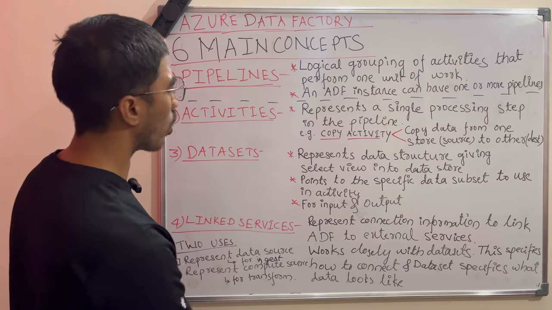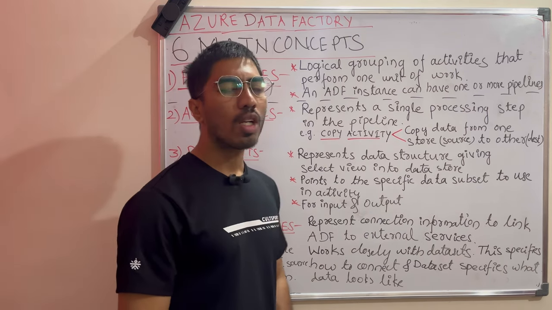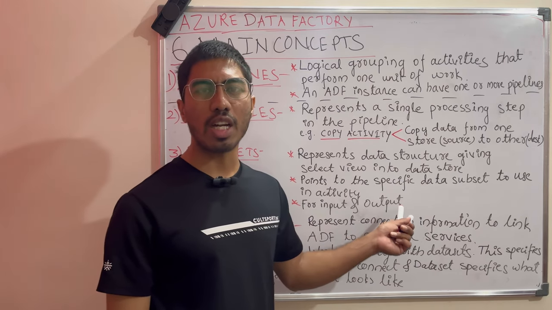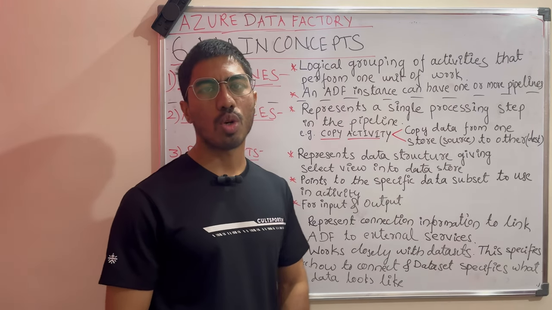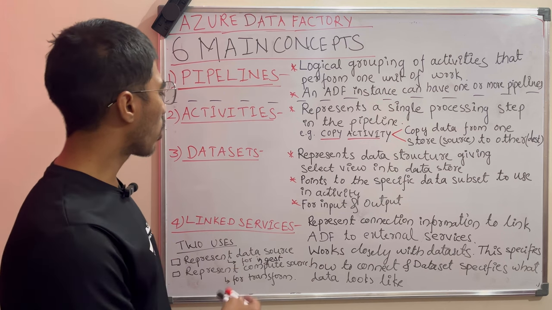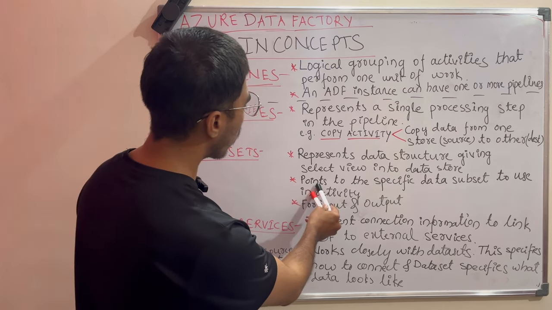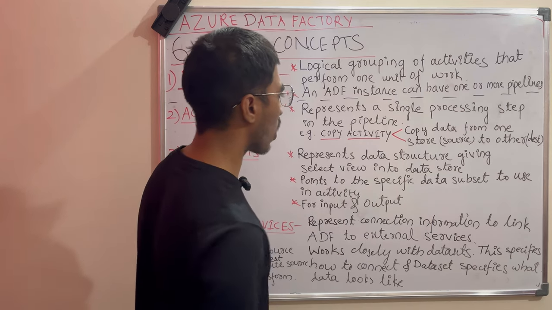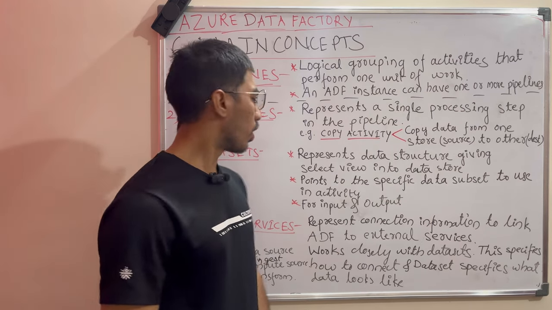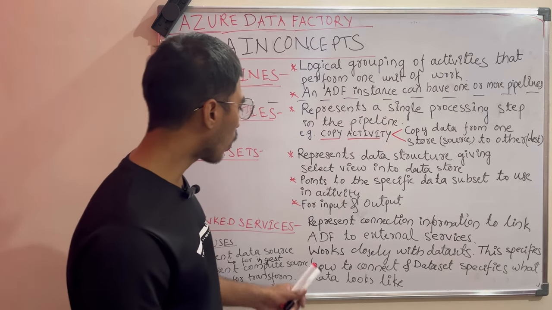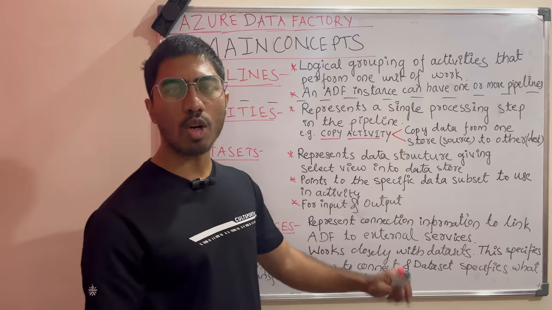The next one is the data set. A data set represents a data structure giving a select view of the data store, how the data looks. It points to the specific data subset to use in an activity. This is used for input and output.